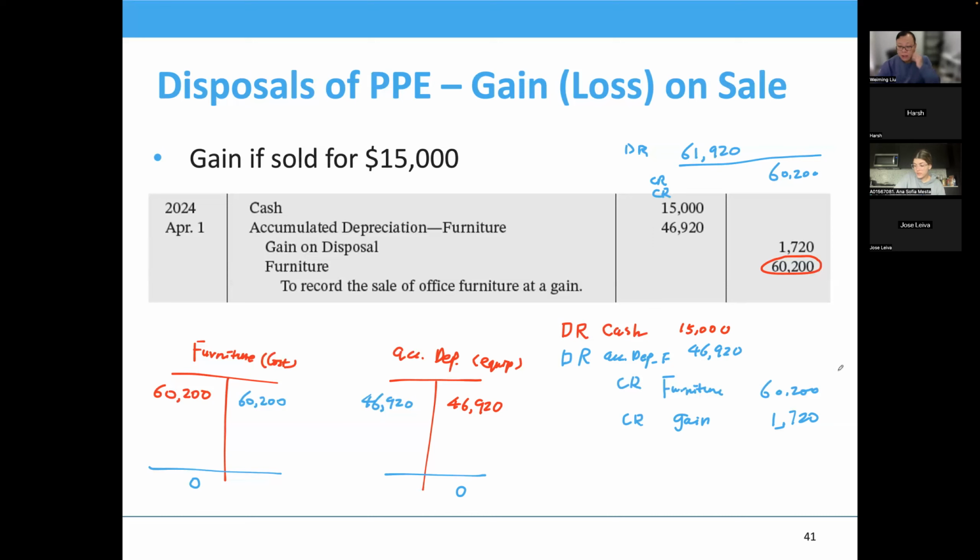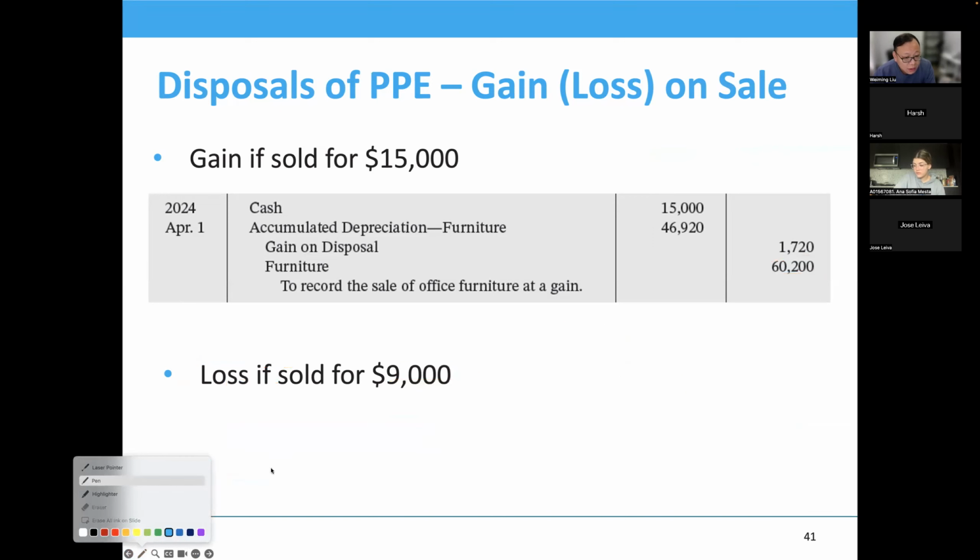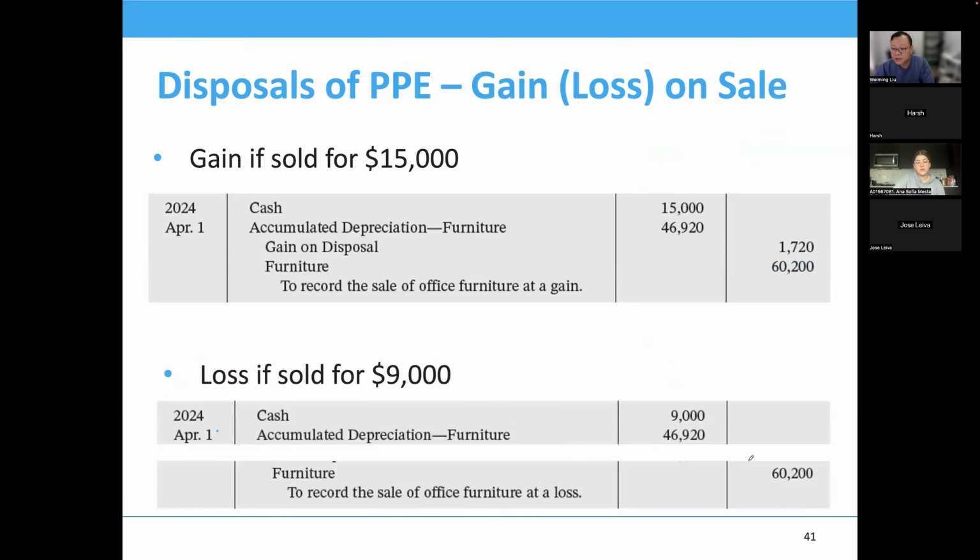Okay. So this is a situation that you realize again, right? Let me clean this up a little bit. Now, what if you sold it not for 15,000? You sell it for less. If you sell it for 9,000, this asset entry is the same, but you receive less cash, 9,000.